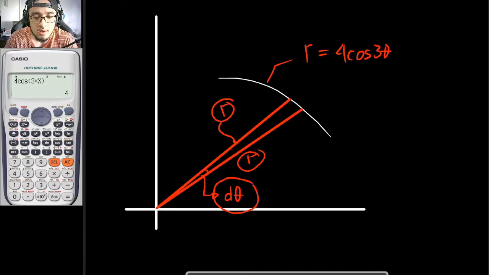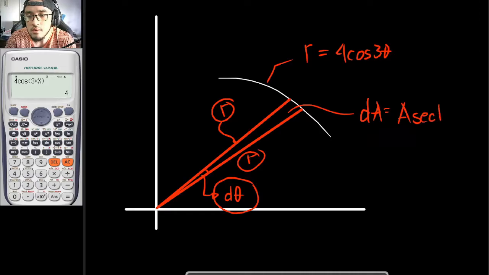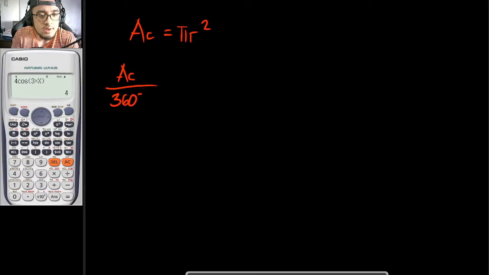Okay, so from that, our differential area right here is equal to the area of a sector. So having a little bit of a review from your solid mensuration, the area of a circle is equal to pi r squared, and we can get the area of a sector using ratio and proportion. So the area of a circle divided by 360 degrees. Let's say that our angle is in terms of degrees.